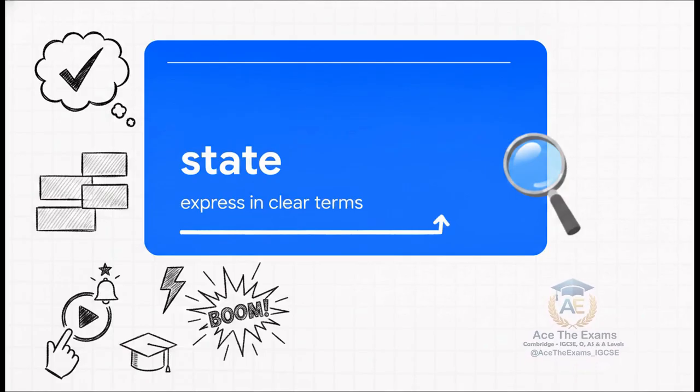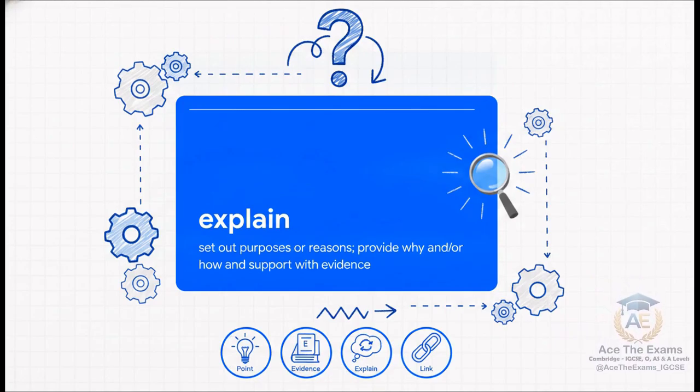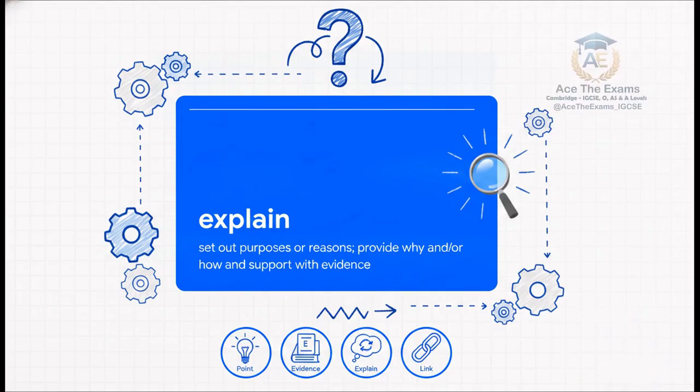Remember, for a state question, it's just one sentence, sometimes even just one word. Mark secured and you move right along. All right, in stark contrast, we have explain. This is the big boss of the exam. This is the high-value command word. The definition is intense. Set out purposes or reasons, make the relationships between things evident, provide why or how, and support with relevant evidence. To beat this, you need a solid framework.